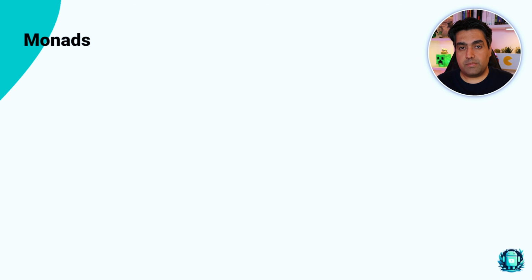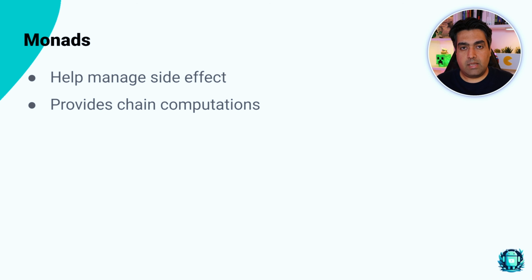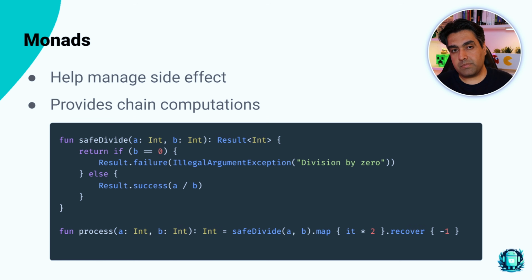Lastly, we have monads. Monads are a powerful and abstract concept in functional programming that helps manage side effects and chain computations. They can be a bit tricky to grasp, but an example can help illustrate how they work.